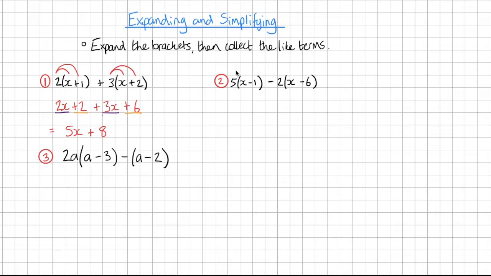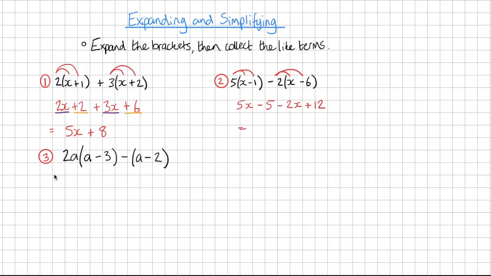Okay, second question here, we've got some negatives, so we need to be very careful, especially when there's a negative in the middle here. So 5 multiplied by x gives me 5x. Then a positive 5 multiplied by a negative 1 is a negative 5. Then negative 2 multiplied by positive x is negative 2x. Then, this is the big common error, negative 2 multiplied by negative 6 is going to give me positive 12. Lots of people put negative there, so be careful with these ones.